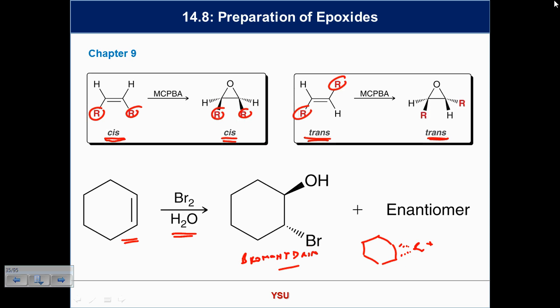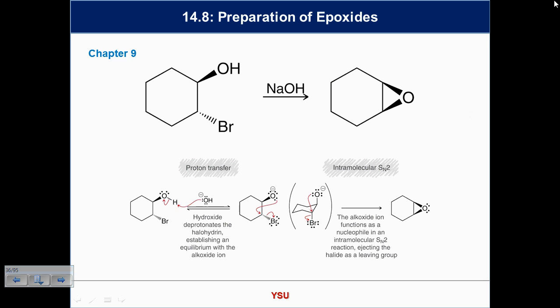What do you think I need to do? If I want to turn this into an epoxide, I need to do that. How do we do this? Is that a strong nucleophile or a weak nucleophile? Weak. How do you make it a stronger nucleophile? Deprotonate it. So you take a base, deprotonate, make it O-, and then away we go.